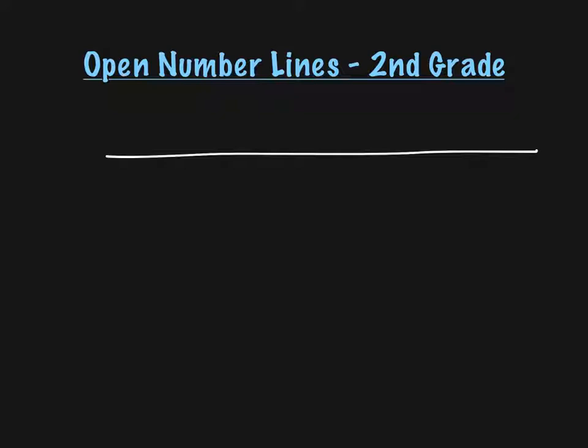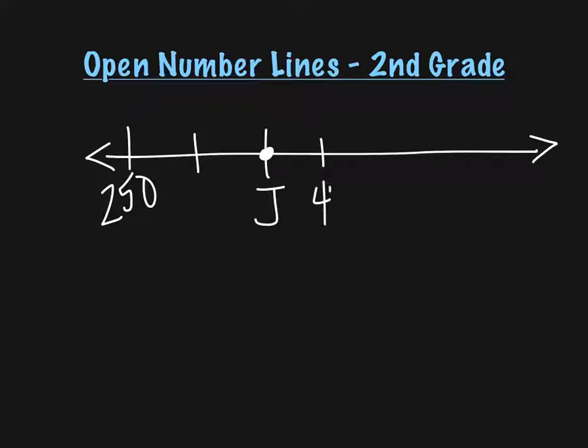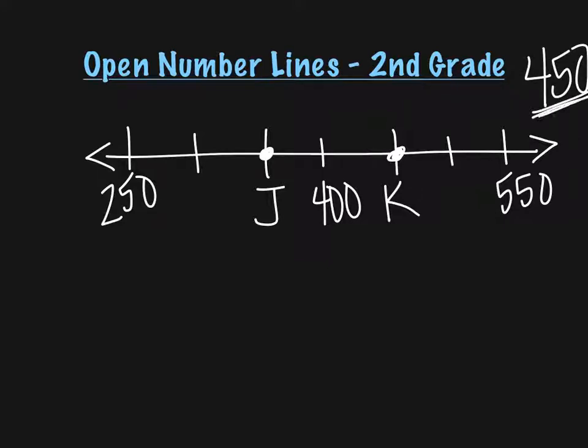Let's say this is your open number line. So remember, I write, you write. Let's write this out. That's 250. You have a notch. Then right here at this notch, you have the letter J. Then you have 400. Then you have another letter K, a notch, and then 550. Okay, you need to figure out which letter represents the number 450. So we're trying to figure out the notch or the letter. Is it either J or K that equals 450?